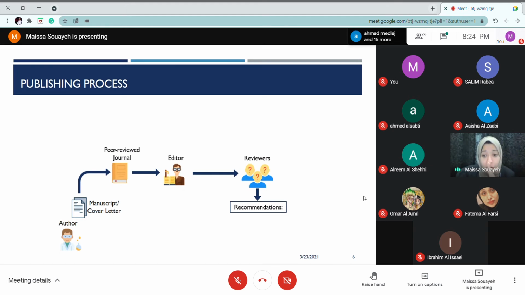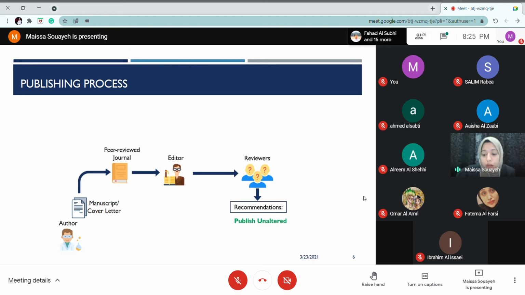See here, the reviewers don't make the decision. They're not the decision maker. The reviewers will only recommend. At the end, the decisions are only in the hands of the editor. Only the editor can decide whether it is accepted or rejected. So the reviewers will recommend.